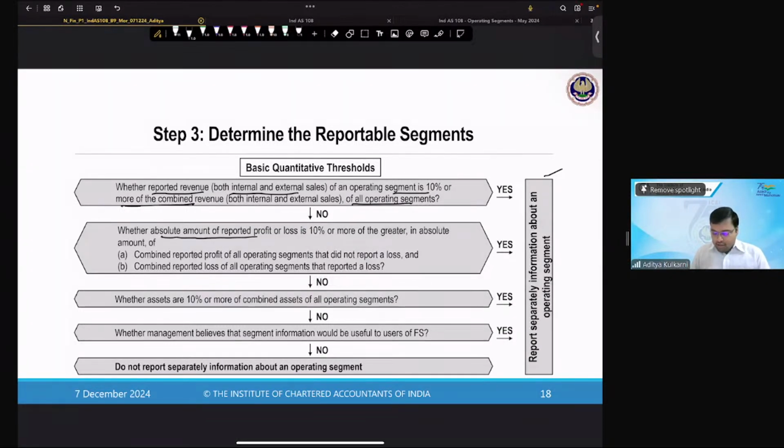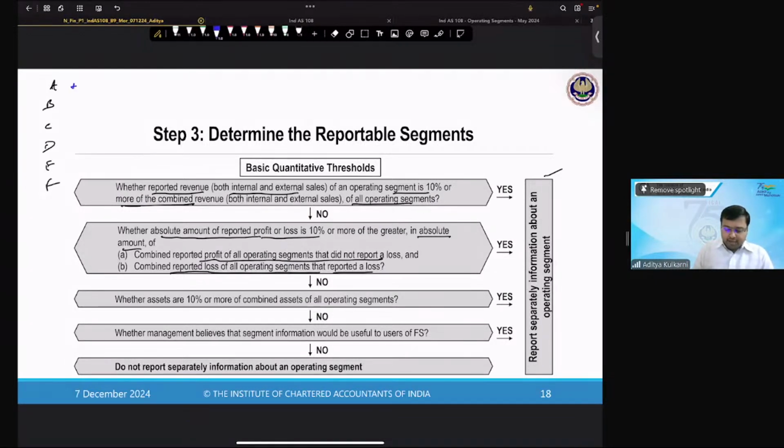Whether the absolute amount of reported profit or loss is 10% or more of the greater, in absolute amount, of the combined profit of all operating segments that did not report a loss and the combined reported loss of all operating segments that reported a loss. What does that mean? The words look complicated, but it's not. Suppose I have 6 segments, A, B, C, D, E, F.